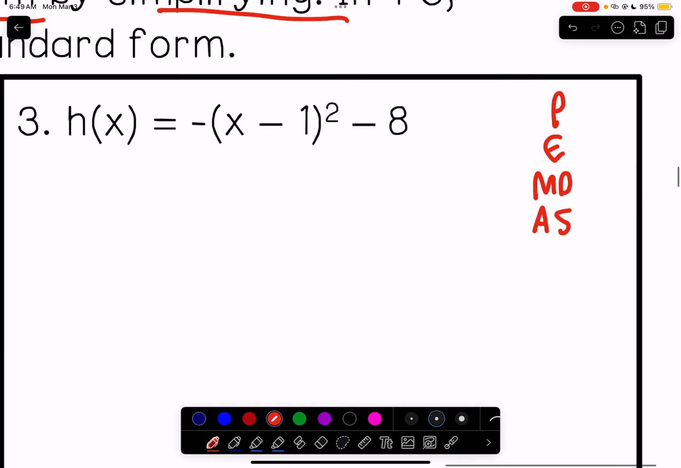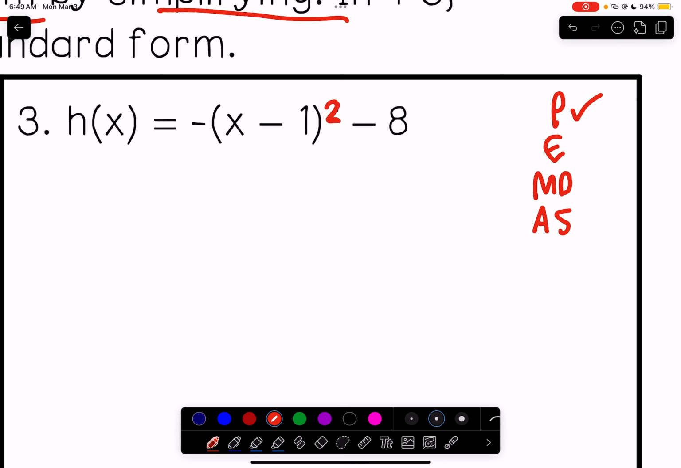Okay, so first of all, parentheses. I'm looking inside my parentheses. I've got my x minus 1. Are those like terms? Well, no, because this has an x and this one does not. So parentheses, can't really do anything there, check. Now I'm gonna look for an exponent, which I do see right here.